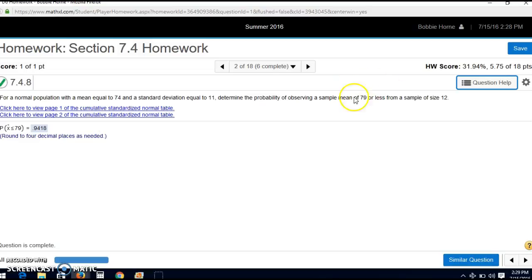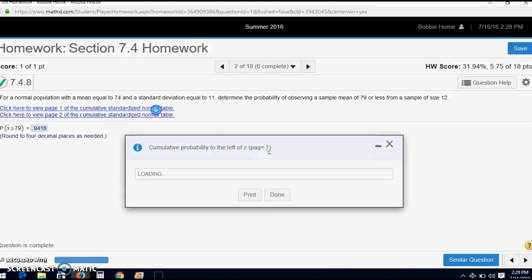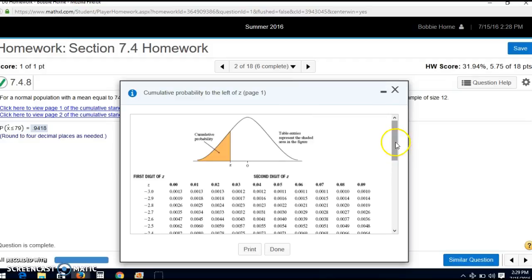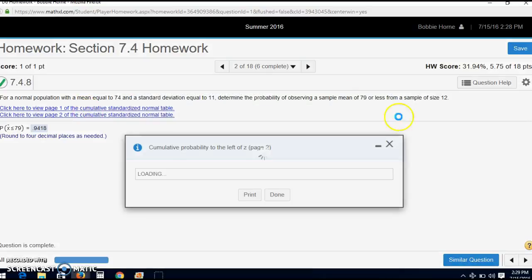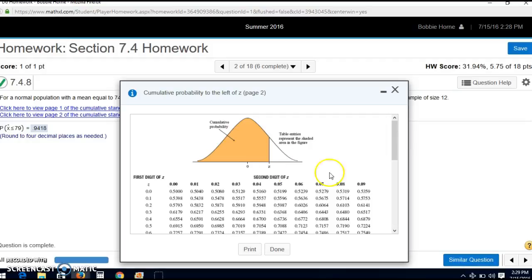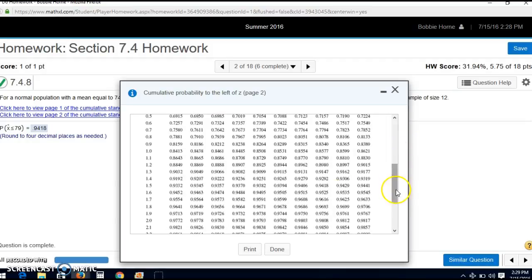Actually, it's going to be positive because the sample 79 minus 74 is 5. So it's going to be positive 1.57. So we want to find your z-value. Notice these numbers are negative over here, so we need to go to the positive. How do you read this table? Well, you start over here and you go to 1.5.